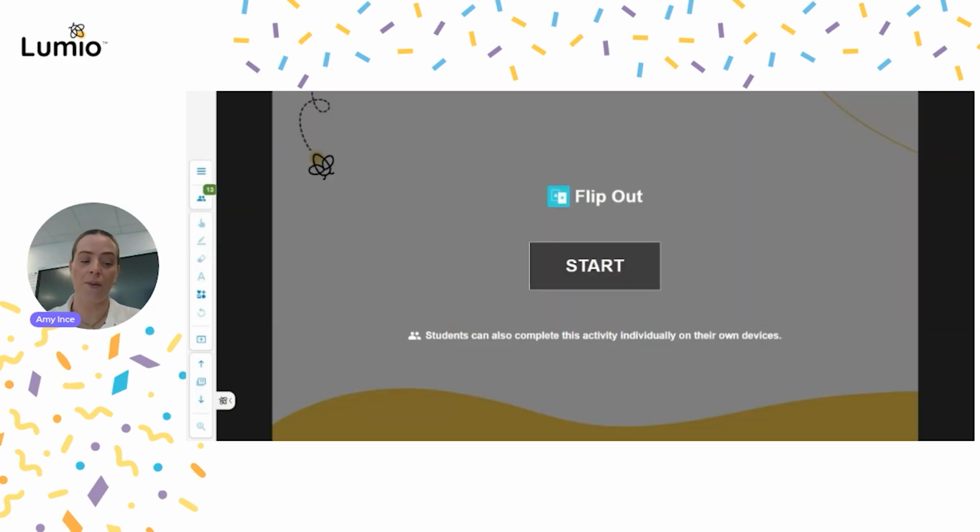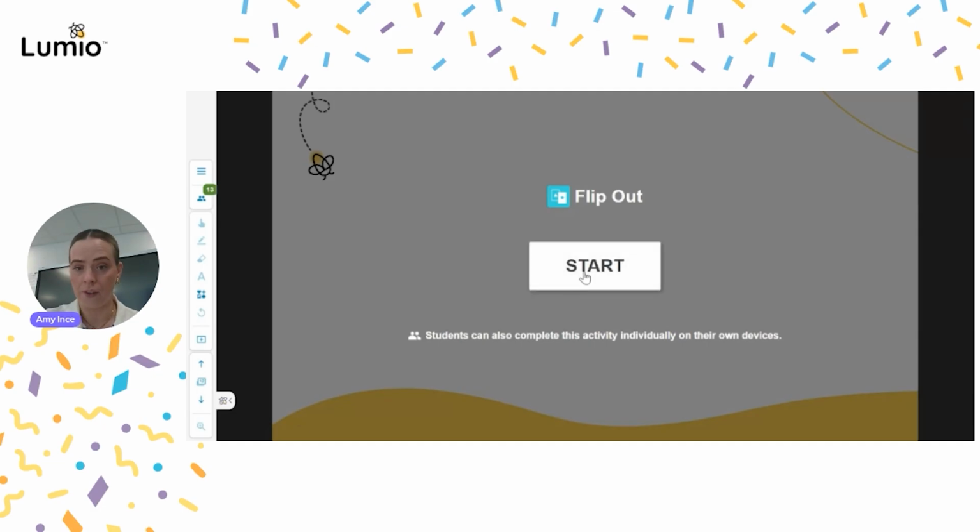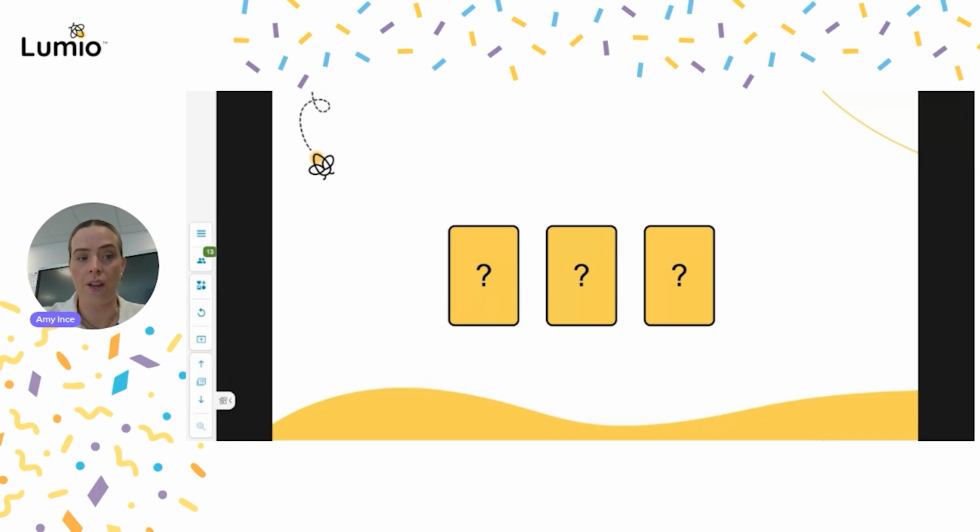So now this is something that I have only just started doing this year, and I put this at the start of every lesson for maths, and this is flip out. So this one I have used for subitizing. So it's a really quick retrieval. So they click on it, they have to say 3. They click on it, I don't have my glasses on, but 8, and again 5. So it's that really quick retrieval skill.